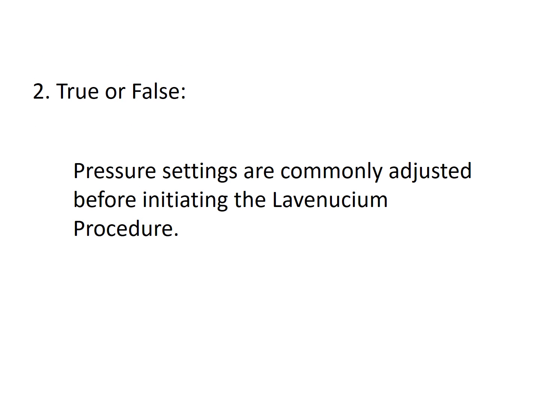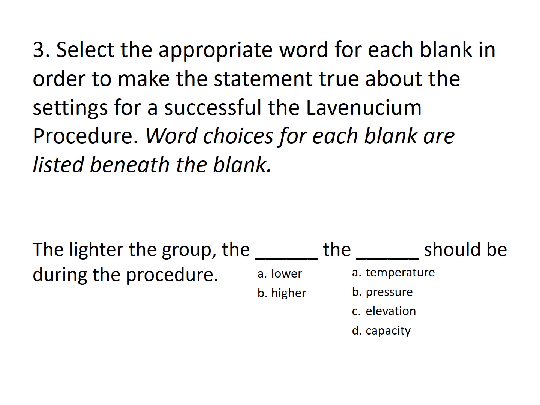Whether or not pressure settings: the reason why it's false is because most laundry equipment does not have that setting on it, pressure. Making a decision about what the settings should be: if a group is lighter in color, that is, maybe they're whites, then the higher the temperature should be. That's why that's the correct answer.